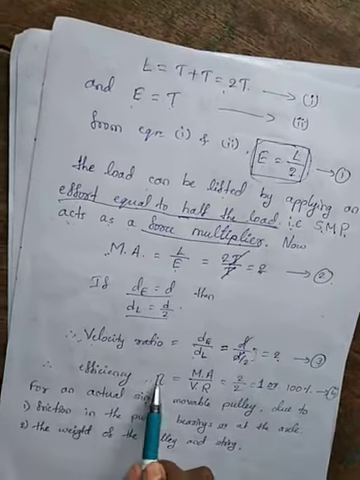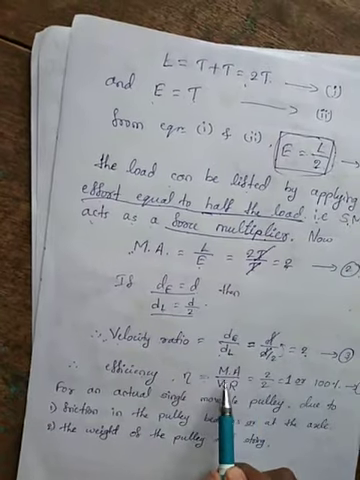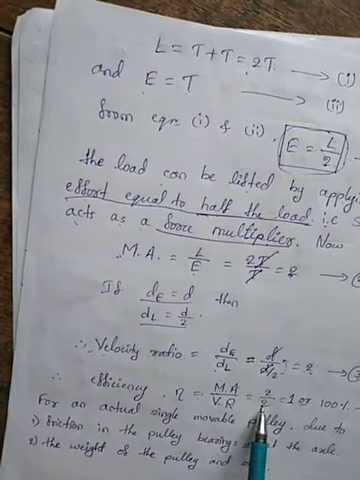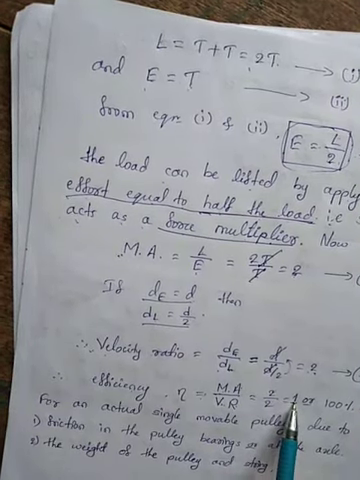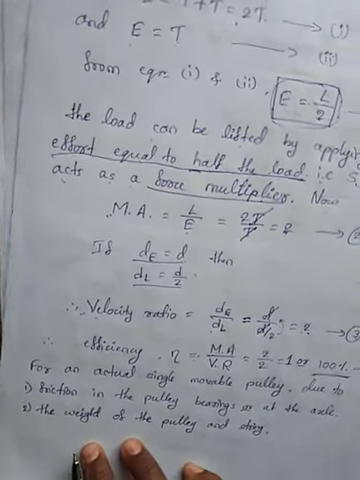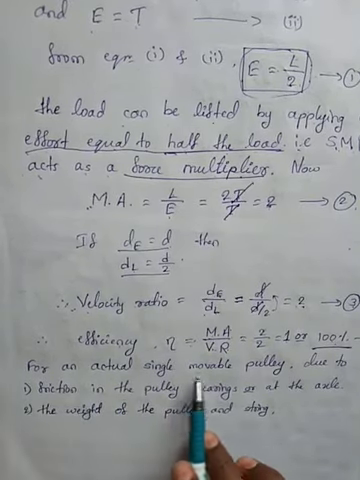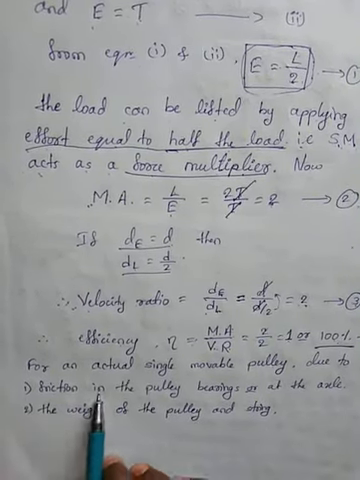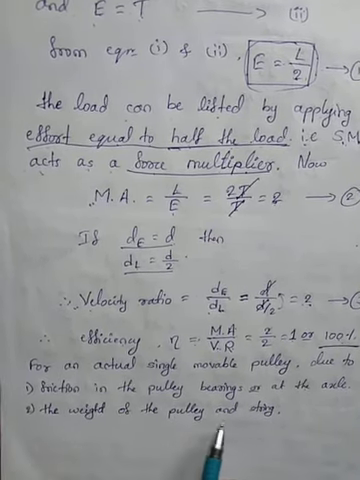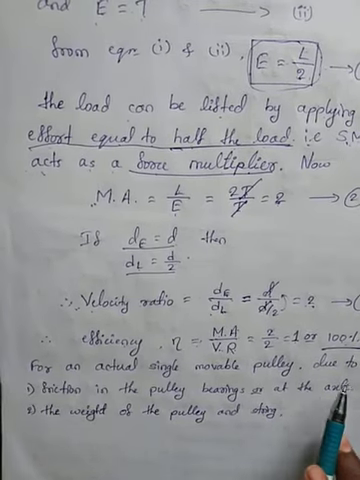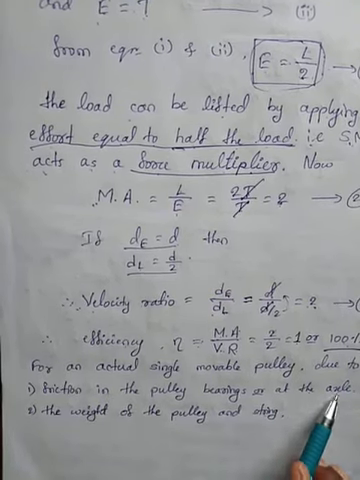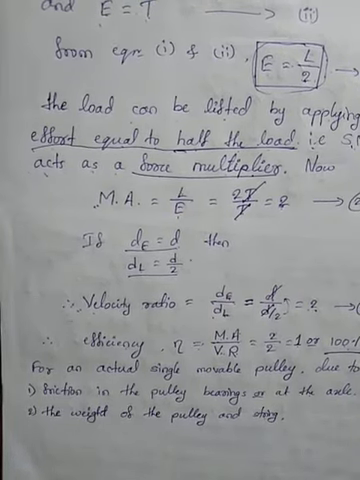Therefore, efficiency eta is equal to mechanical advantage divided by velocity ratio. Mechanical advantage is 2. Velocity ratio is 2. 2 by 2 is equal to 1. If the efficiency is 1, that means it is 100%. For an actual single movable pulley, the efficiency is less due to friction in the pulley bearings or at the axle and the weight of the pulley and the string.